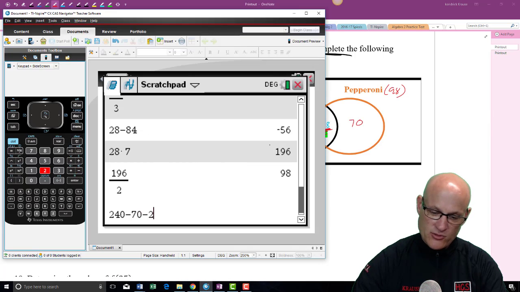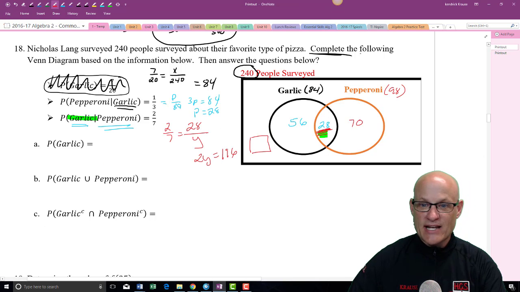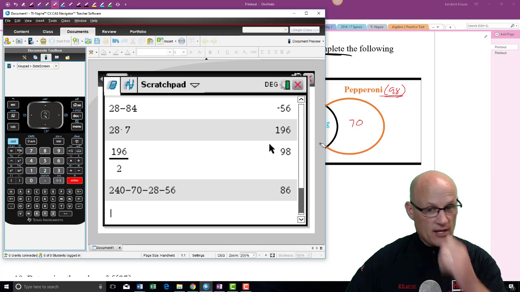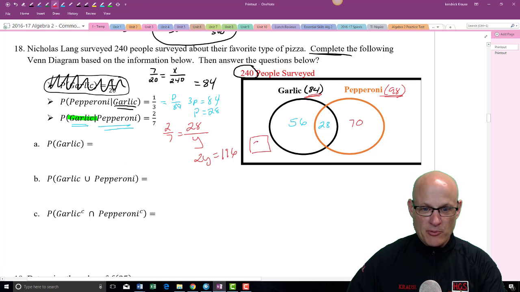I'm going to subtract off the 28 that like both, and I'm going to subtract off the 56 that like just. Now notice I did not use these numbers, because these numbers include this number twice. So you don't want to use that one. I just subtracted these things off, and I get 86. So that means there were 86 people that were surveyed that don't like either of those two choices.